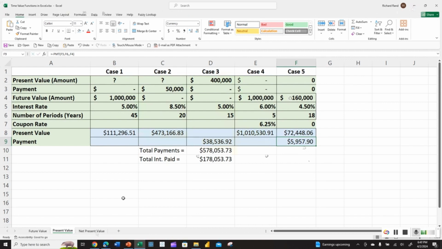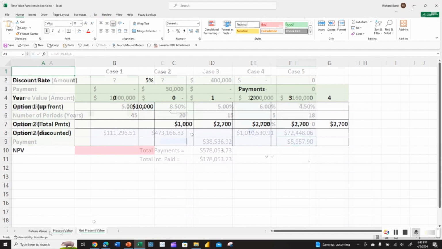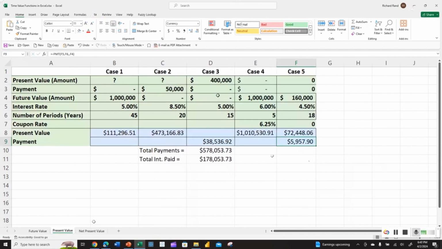Finally, I want to take a look at the net present value. So net present value is kind of an interesting tool. The problem with this future value or present value is that, particularly present value of annuity, we're assuming that the payment is going to be the same each period.